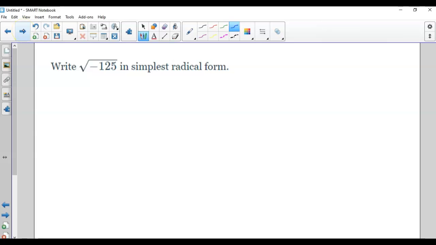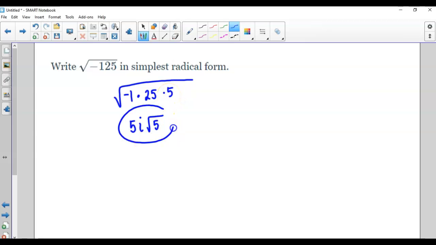Let's try another one. Now we have the square root of negative 125. Again, when we break this down, we're going to do the negative 1. And then for 125, I could multiply together 25 times 5. And 25 is a perfect square, so that will work nicely. The square root of negative 1 is i. The square root of 25 is 5. And then this 5 right here has to stay underneath the square root because we cannot take the square root of 5. So this would be our simplest radical form for this expression.